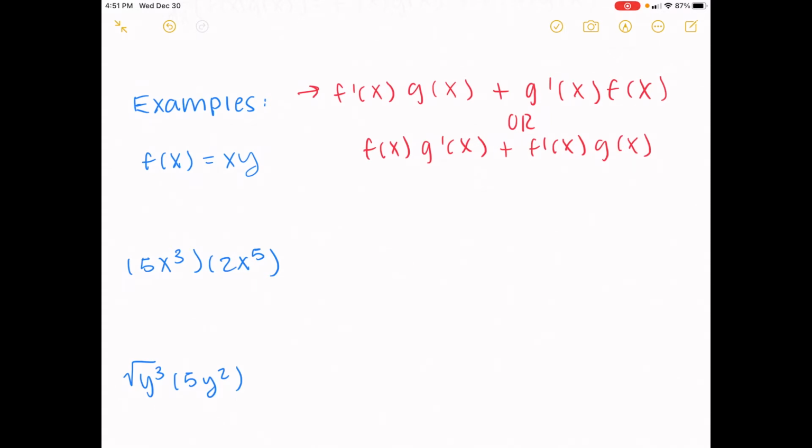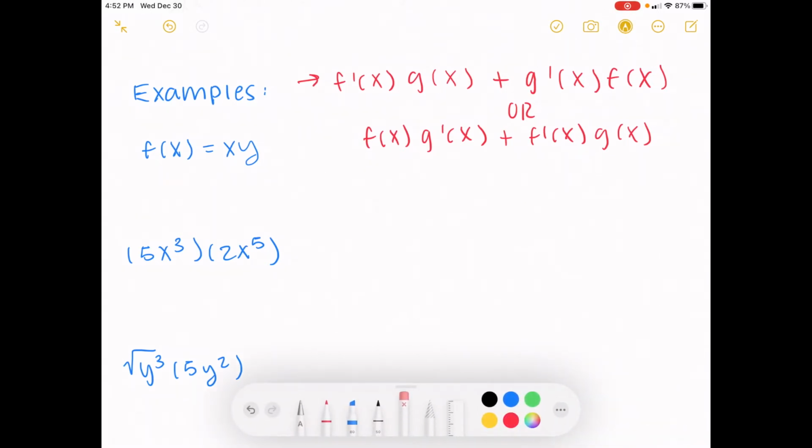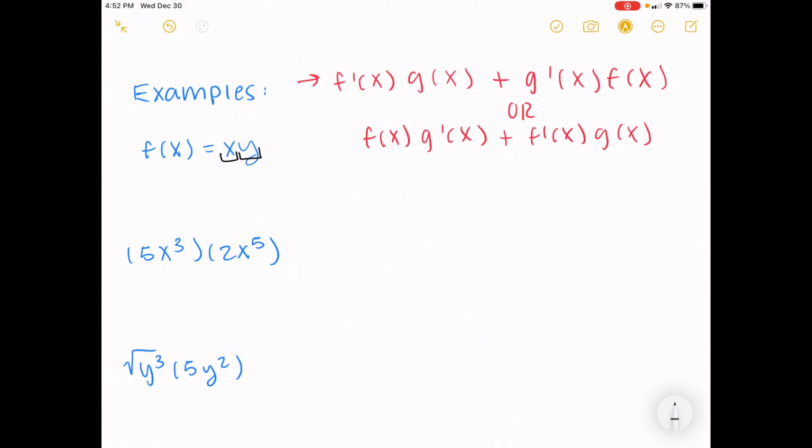So first, we have this expression, this function f of x, and we want to find its derivative. So the derivative of f of x is going to be, well, first, we want to break this up into its expressions, right? And this one's pretty obvious because we have two different variables. So we have to treat those variables differently because it's an x versus a y. So first we're going to be finding the derivative of x, and we're going to treat that as our f of x function, and then the y is going to be our g of x.